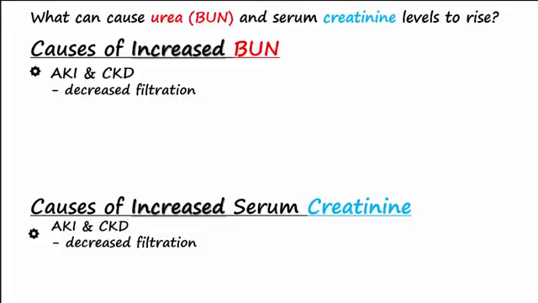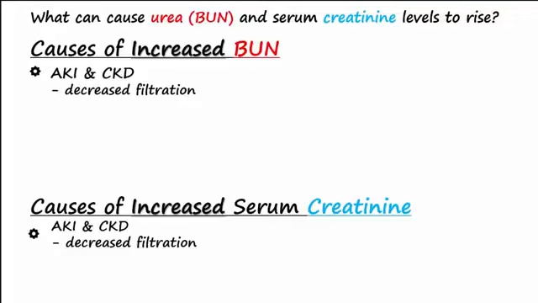Both urea and creatinine are freely filtered by the kidney, so with AKI, where the kidney is not filtering as much and is experiencing a low glomerular filtration rate, less urea and creatinine will be excreted. With CKD, there are fewer nephrons to filter the urea and creatinine out of the blood. Because of this, both urea and creatinine levels will go up in the blood.